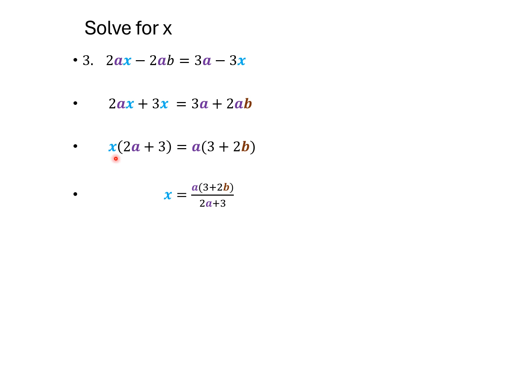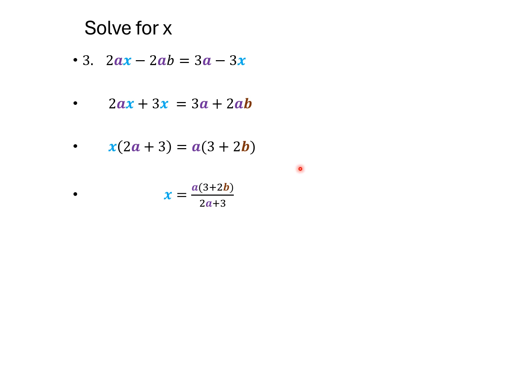Right, and to get x on its own, that means x times the bracket which has 2a plus 3. So to get rid of multiplication, I always use division. So therefore, divide by 2a plus 3 on the left hand side, and I'm left with x. Divide by 2a plus 3 on the right hand side, and that simply becomes a. 3 plus 2b divided by 2a plus 3.